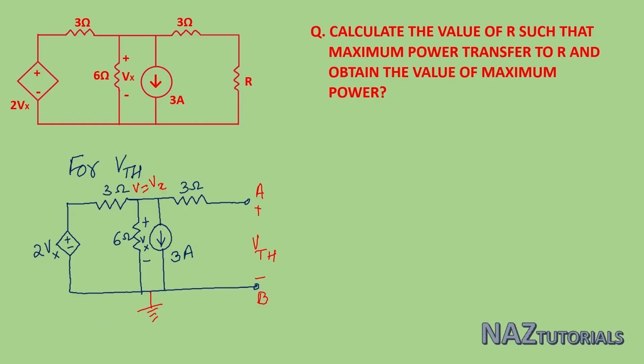Now assume the branch currents. Here we assume this 3 ohm branch has current I1, the 6 ohm branch current direction according to the polarity is I2, and it has 0 current because it has an open path. Now apply KCL at the node. Our KCL equation is incoming current equals outgoing current. Incoming current is I1 and outgoing currents are I2 plus 3. Now see the values of I1 and I2.